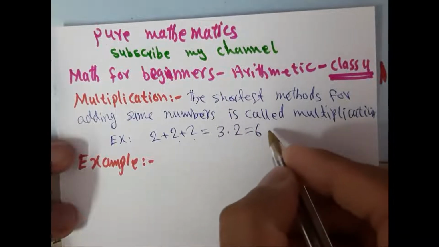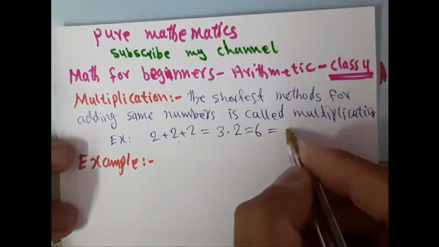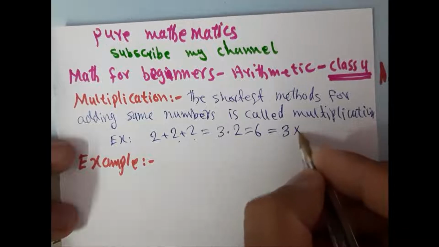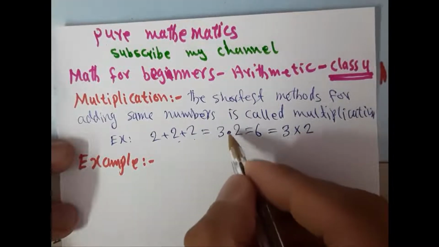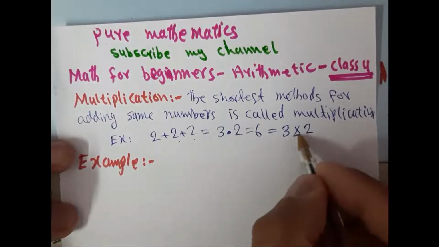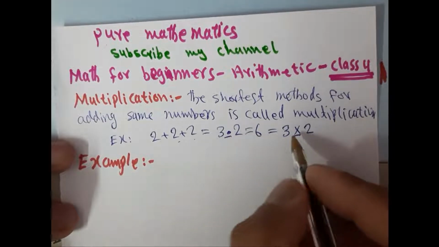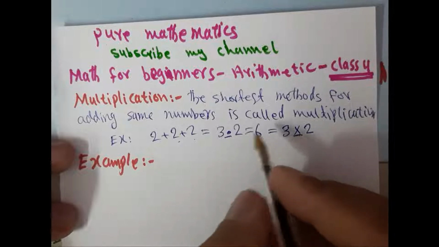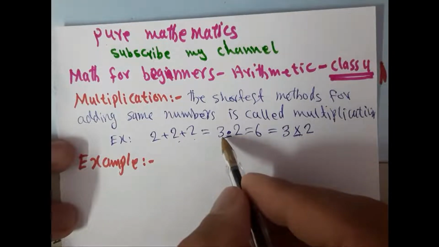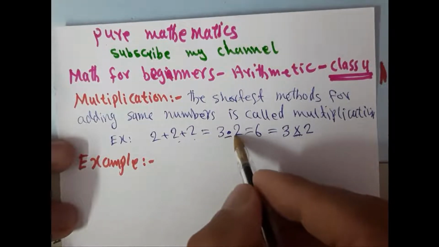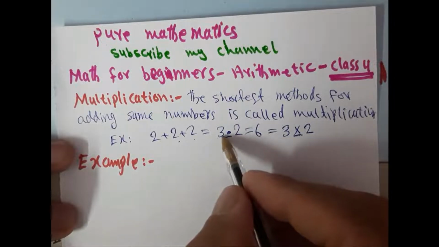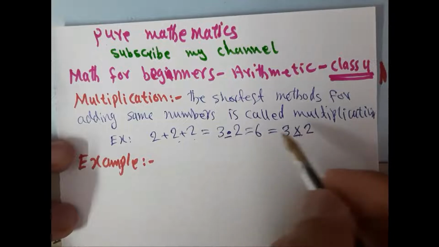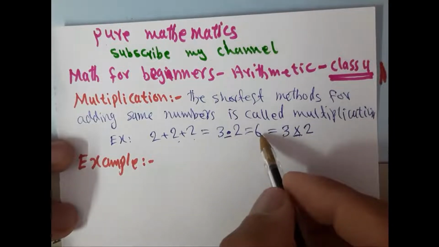Also we can write it like this, 3 into 2. We read both of these signs, the cross or multiplication sign, as 3 times 2, or we can read it as 3 multiplied by 2. Both of them are the same. The result, the product, is 6.